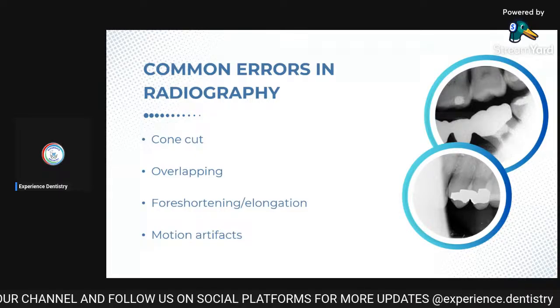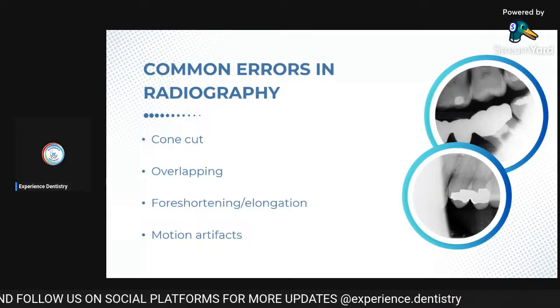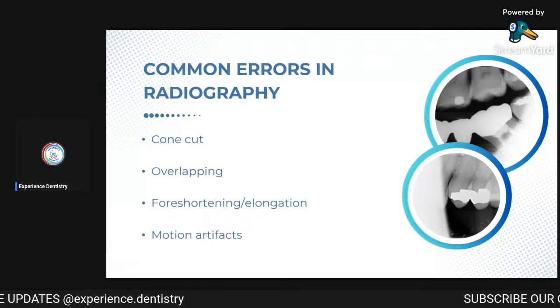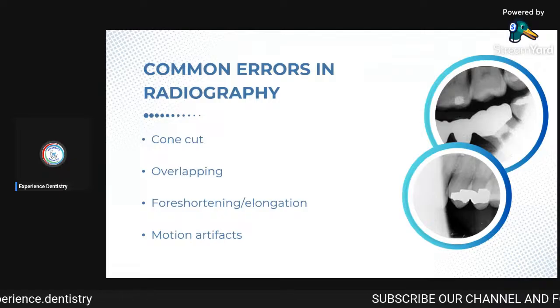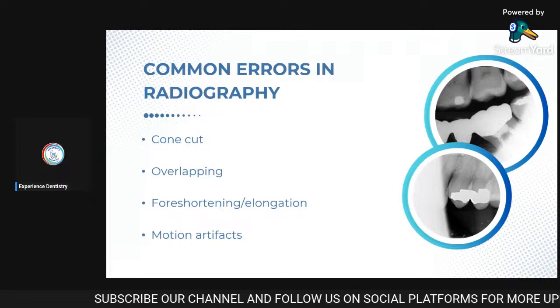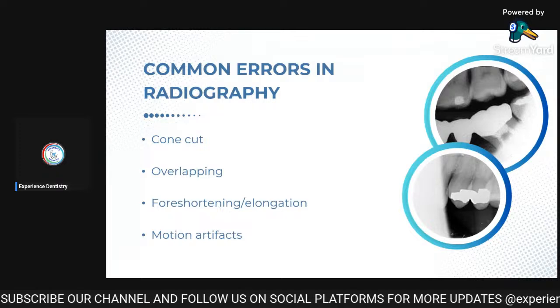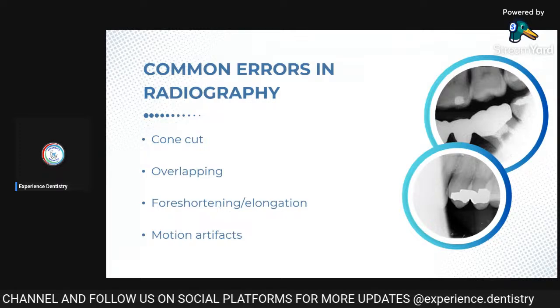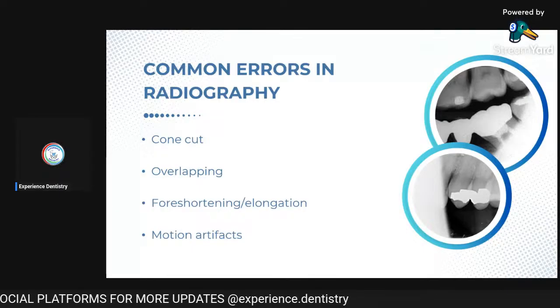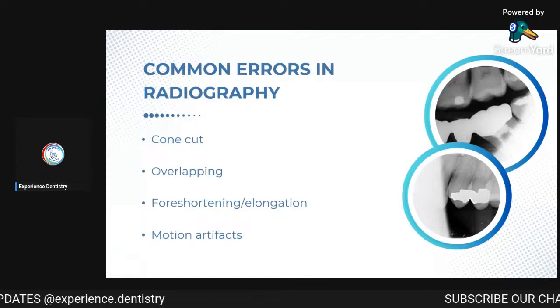What are the common errors we make when taking radiographs? The common errors which we encounter during radiography are cone cut, overlapping, foreshortening, elongation, or motion artifact. So in these two pictures, I hope you guys are not very familiar, but I will let you know that the common error present in these two pictures is a cone cut.